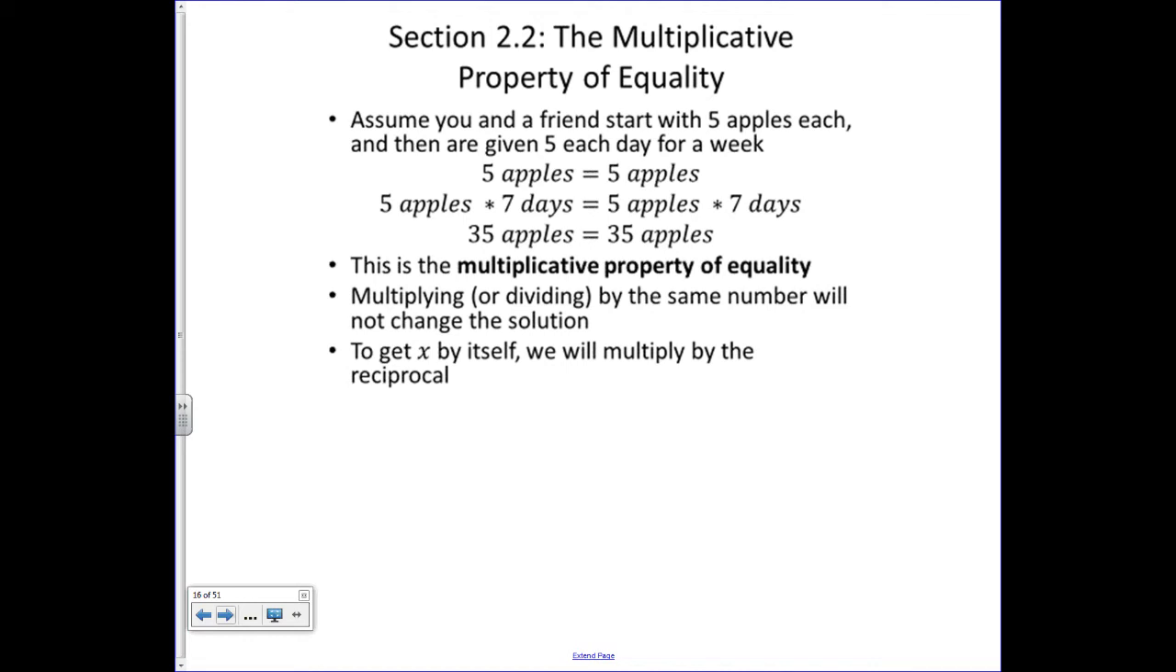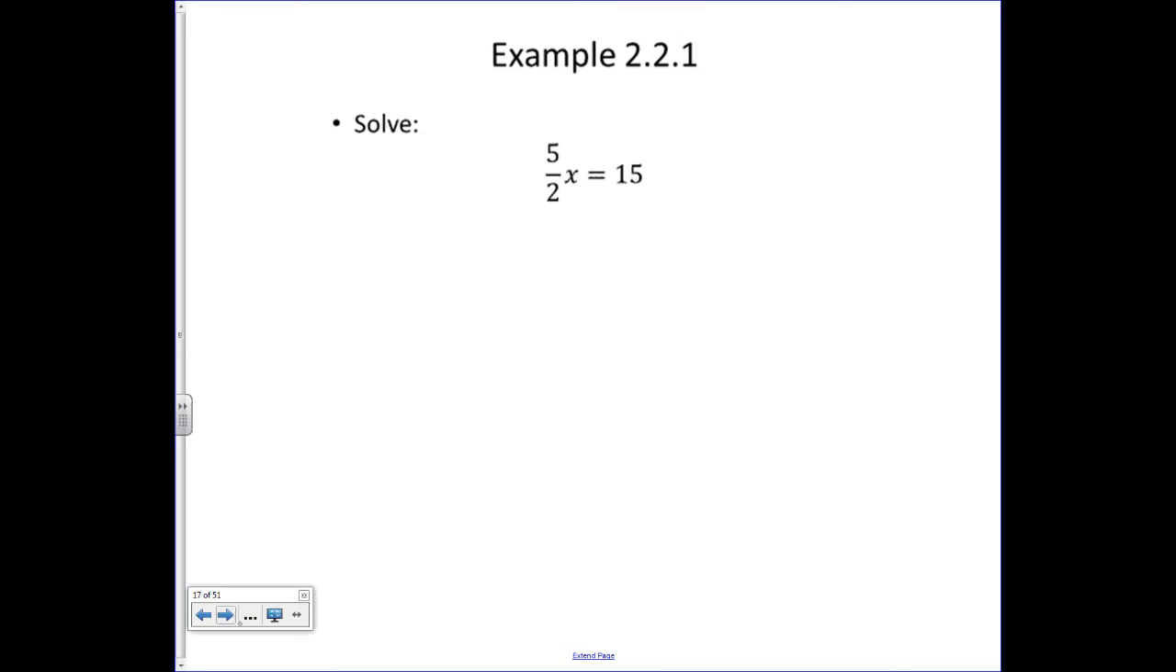And when we're trying to get x by itself, we want to multiply by the reciprocal. We want to multiply by the fraction flipped over, like we talked about before. So here, let's try to solve this using the multiplicative property of equality. We've got 5 halves x is equal to 15.